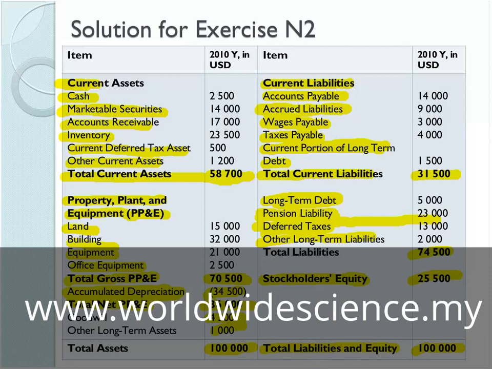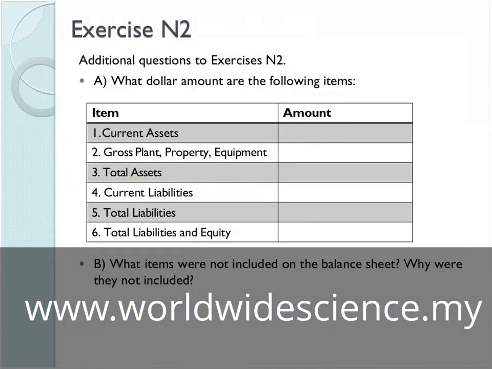So let's move on to the next exercise, if there are no questions. Okay. Here we have exercise number 2. We have some additional questions, you remember? What dollar amount are the following items? You must put the total amounts for current assets, gross plant, property, equipment, total assets, current liabilities, total liabilities, and total liabilities and equity, right? And question B, what items were not included on the balance sheet and why were they not included?